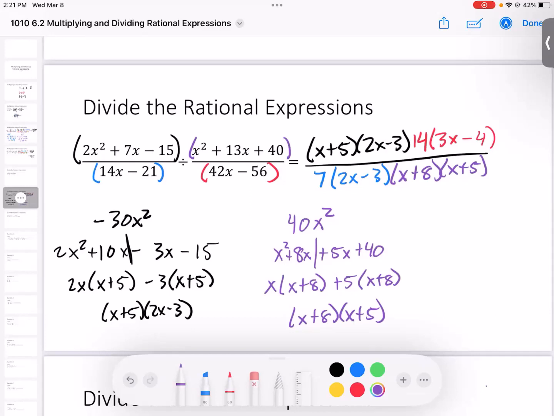And now that I have everything in factored form, I can cancel out the common terms. So 2x minus 3 divided by 2x minus 3 will cancel out. X plus 5 divided by x plus 5 will cancel out. And 14 divided by 7 can reduce to 2 over 1. And so it looks like my final answer will be 2 times 3x minus 4 all over x plus 8. And again, if you wanted to, you could distribute that too, but you don't have to.